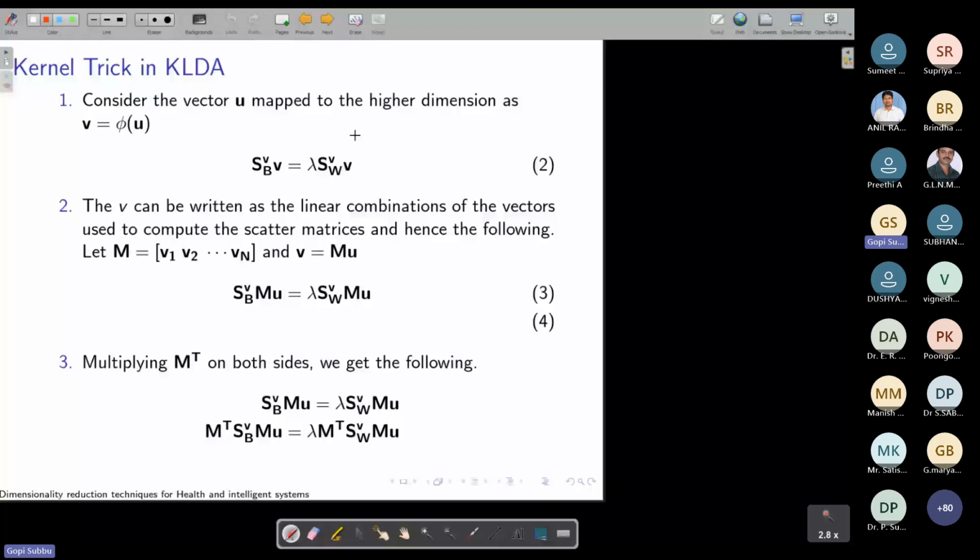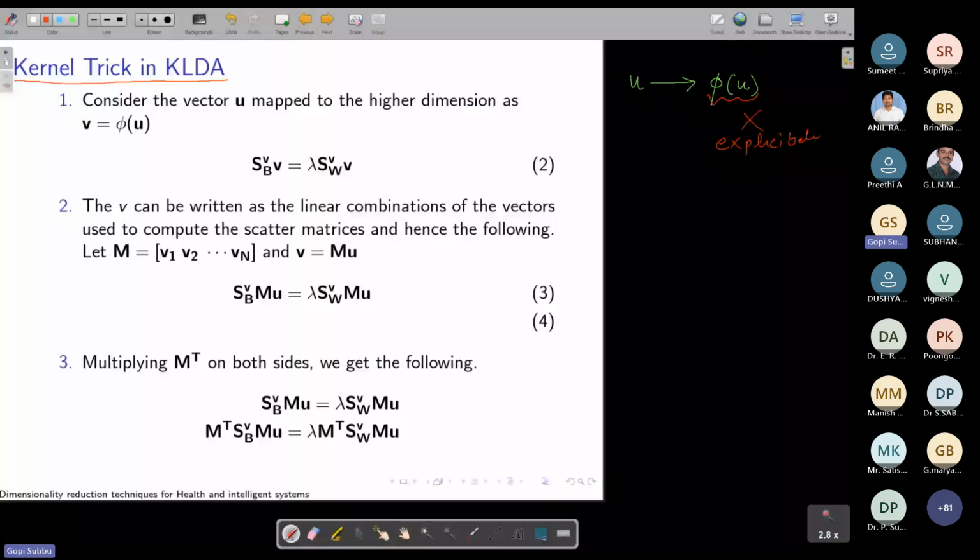The kernel trick in KLDA. What does it mean? It means that we are not mapping the vector u to the higher dimension space. So you see that we have a vector u, which we would need to map to the higher dimensional space using that function called phi of u. But we are not doing this explicitly. We do not have this function phi at all.